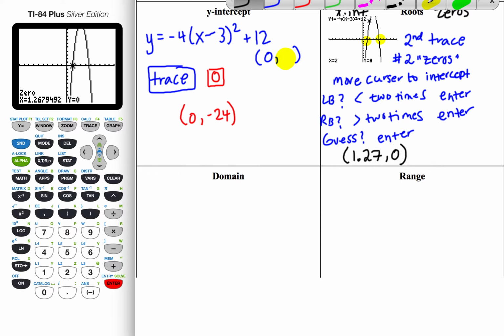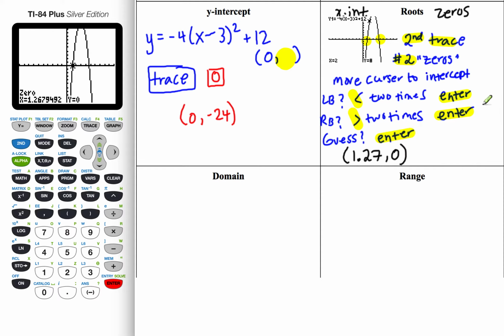If I just go through those strokes again with you, we hit second trace, number 2, which is our zeros. We move our cursor to the intercept, and then on the left bound, we click on the left arrow key 2 times and hit enter. Then we go back to our intercept. For the right bound, we move to the right 2 times and press enter, and then on guess we press enter. So those are the keystrokes that you need to get to your first one.